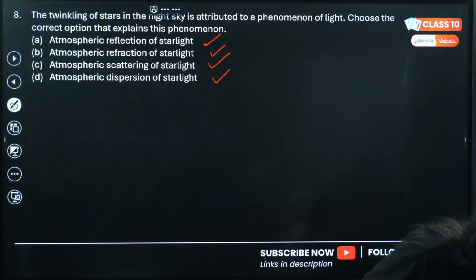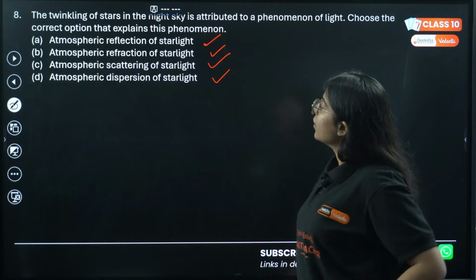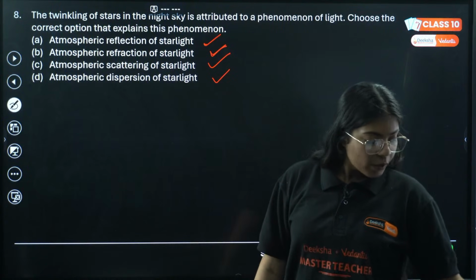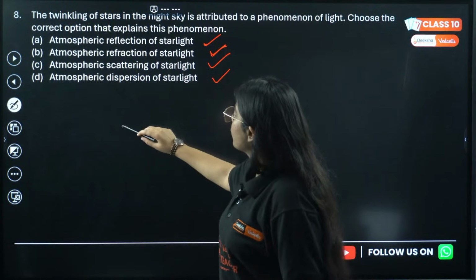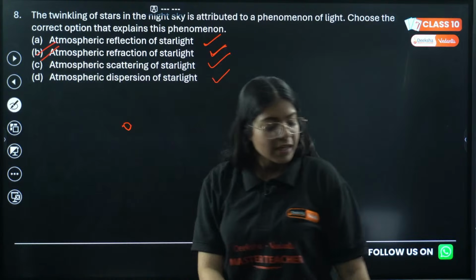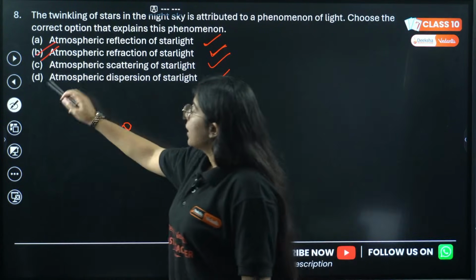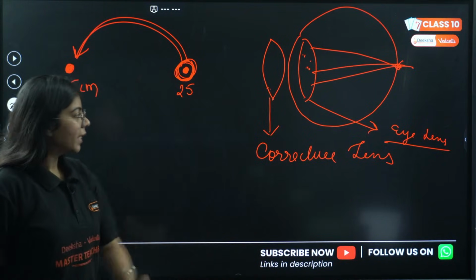I will explain this again, just a second. Aryan is saying B, atmospheric refraction of starlight. Okay, you are correct. This is a very simple question. We know twinkling of stars happens due to the atmospheric refraction of light.